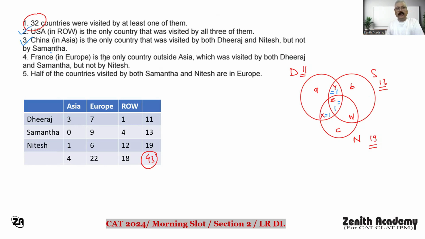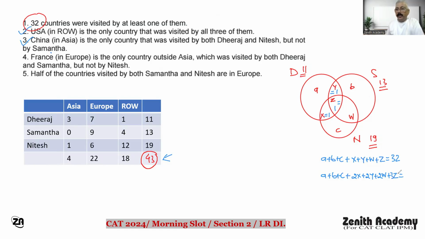Look here, there are 32 countries. So it is A plus B plus C plus X plus Y plus W plus Z, which is equal to 32 countries. Correct? But the total visit is 43. It means, if you see this Venn diagram, then A plus B plus C, 2 times X, 2 times Y, 2 times W, and 3 times Z.